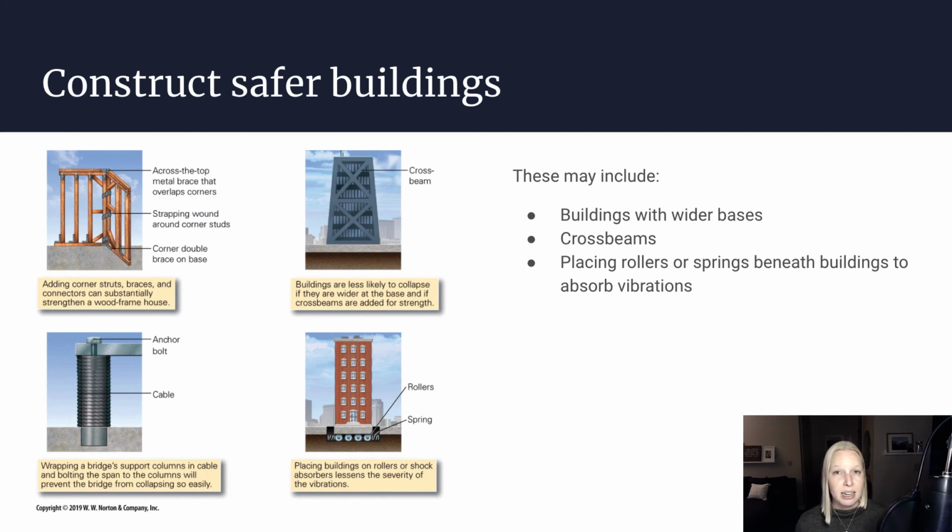Obviously, one other way to prevent the damage from earthquakes is to construct safer buildings. So some ways that engineers have done this in the past and continue to do this is by building buildings that have wider bases and narrower tops. Those types of buildings tend to be a lot more stable during earthquakes. They also will reinforce buildings with cross beams. And I've even seen some videos, and I'll link this down below, but there are some awesome videos about how engineers have put rollers or springs underneath buildings to absorb the vibrations of earthquakes. And so some of these really tall buildings are actually on rollers and will move side to side during an earthquake, and a lot less damage will be done on the interior.